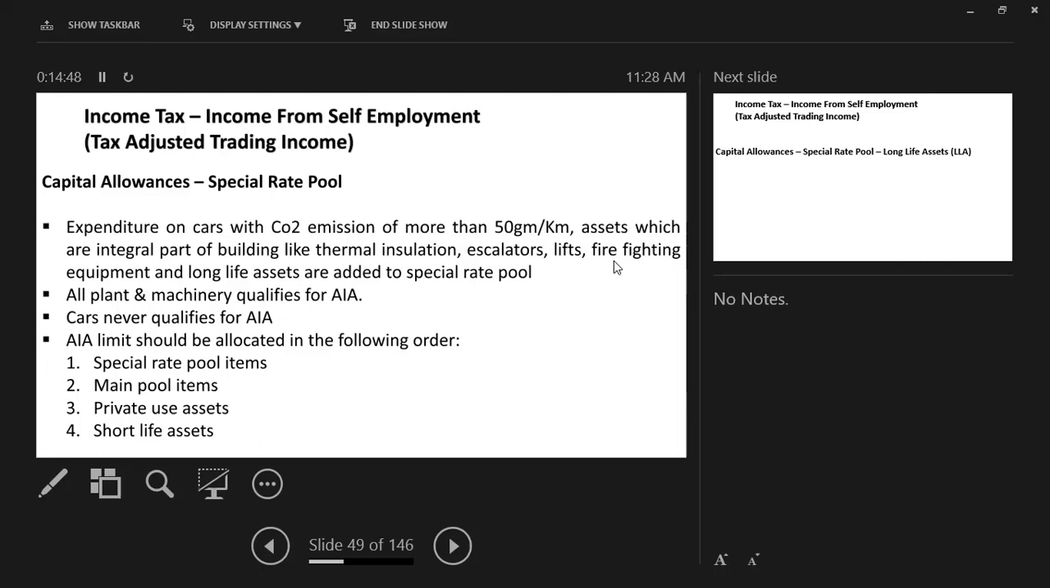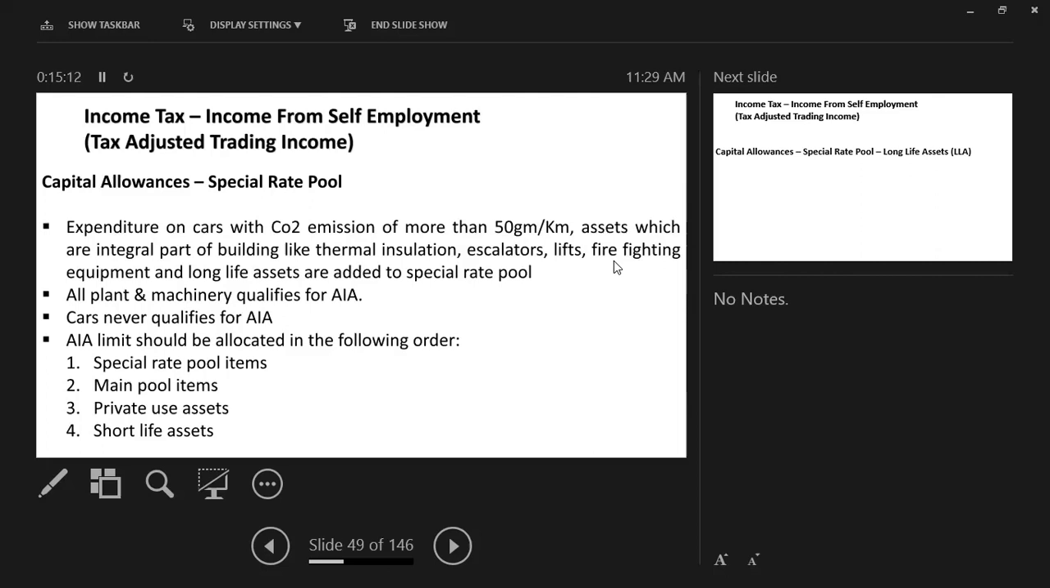Why? Because for short life assets, any asset whose life is a maximum of 8 years, regardless of whether you claim AIA or not, the asset is to be eliminated within 8 years' time. Another aspect of this is that if we sell this short life asset, in that case we can still claim all the allowance. We'll discuss that later, the selling portion.